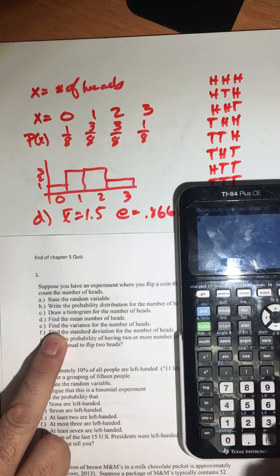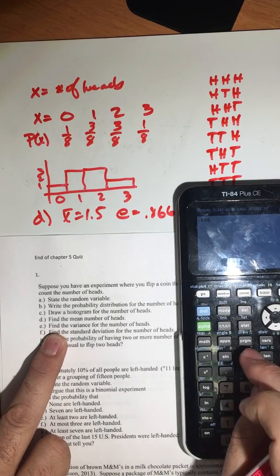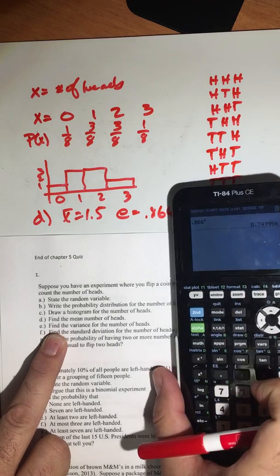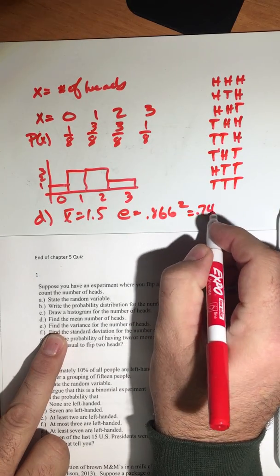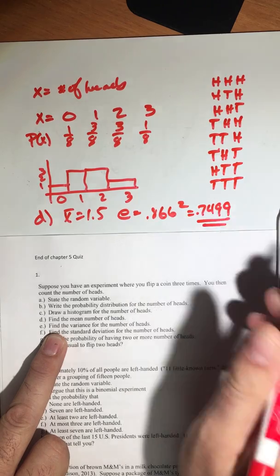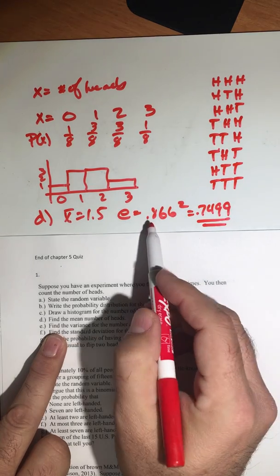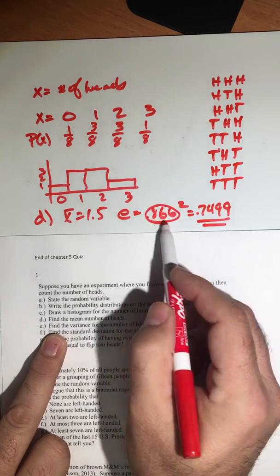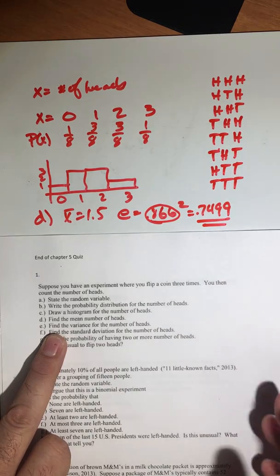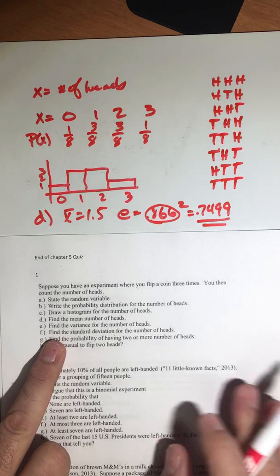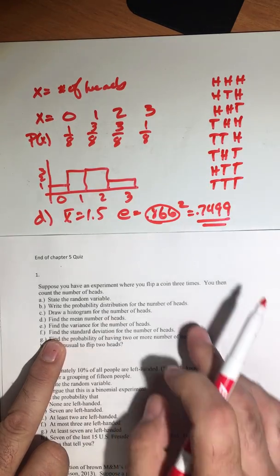So we'll quit out of here, we'll go 0.866 and we'll square that, and we get 0.7499. Now, that's probably going to be a common mistake because folks are going to say, oh, I need the variance, so they're going to take the standard deviation. But remember, the standard deviation is the square root of the variance, so you got to square it back. Find the standard deviation. All right, well, we already did that.